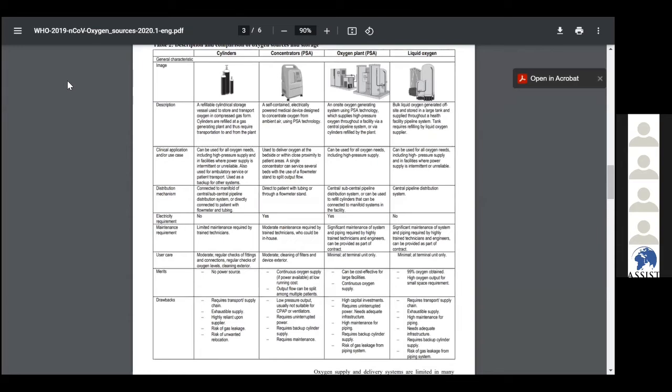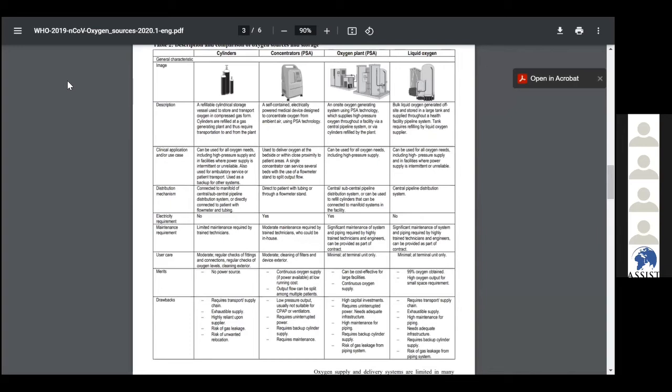For the concentrator, you have low pressure output, so usually not suitable for CPAP, for example, or use of a ventilator machine. That's a big limitation if you have an ICU. The concentrator will not help you with your ICU, where you can need the CPAP or use of the ventilator machine. And you need a source of electricity all the time. You need a backup, just in case your concentrator doesn't work, and you require some maintenance.